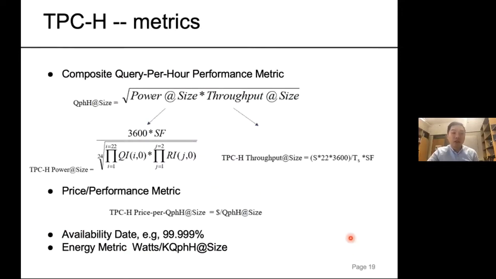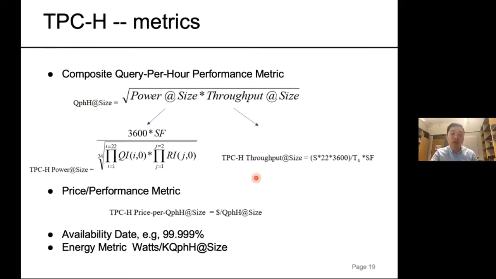And the TPC-H defines several metrics. The main metric is the composite query-per-hour performance metric, which includes 2 parts: the power test performance and the throughput performance. So the power test performance means the queries are executed in a sequence with 2 refresh functions, and the throughput test is executed in multiple streams, where each stream consists of a power test.